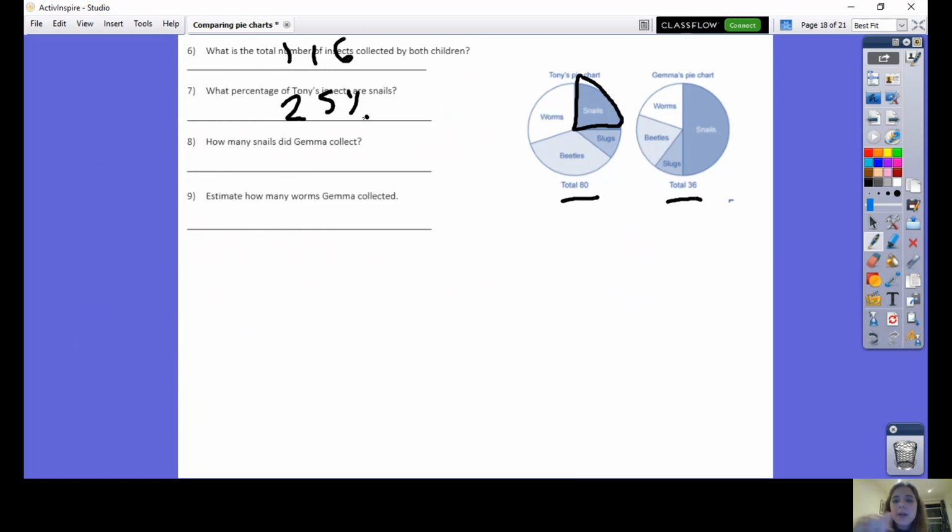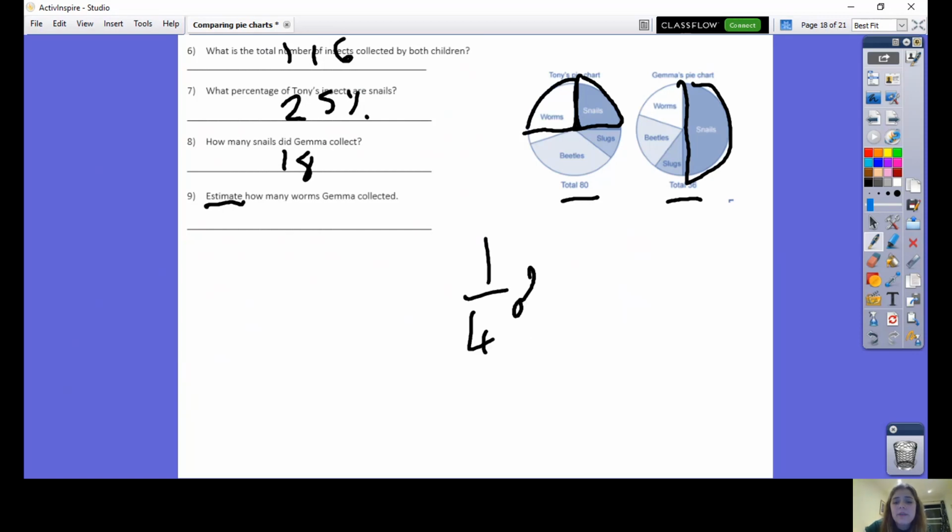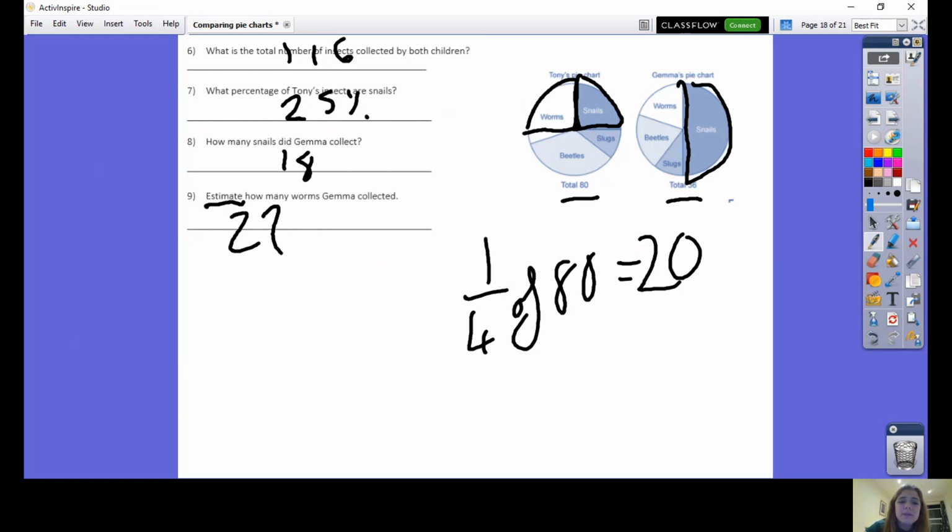How many snails did Gemma collect? Half of the animals she collected were snails. We're looking for half of 36, which is equal to 18. Estimate how many worms Gemma collected. It says estimate because it's not an exact fraction. It looks a little bit like 1/4, but it's ever so slightly more. I'd start off by thinking, okay, 1/4 of 80 is equal to 20, and then it's a little bit more, so maybe 22. I will accept anything between 21 and 25. If you said 20 though, you didn't pay attention enough. It's not 1/4, it's a little bit more.